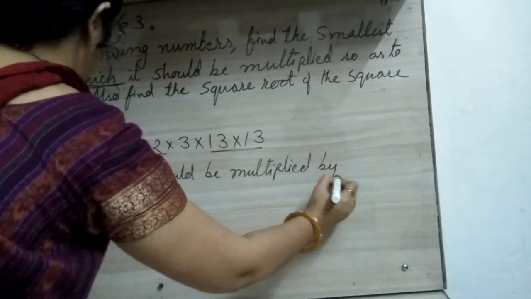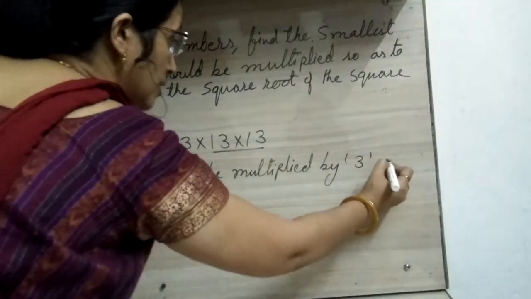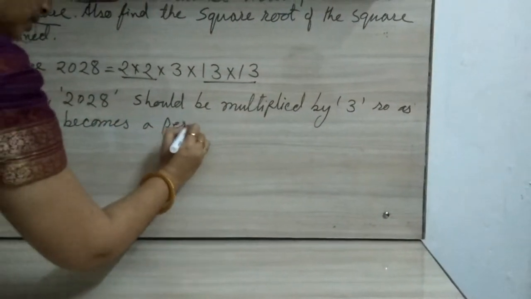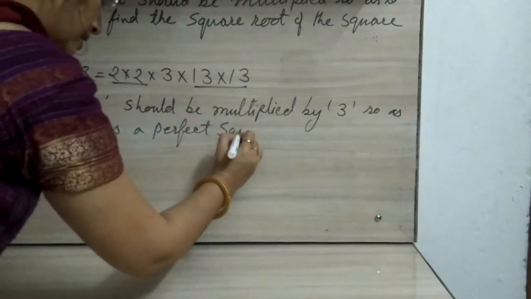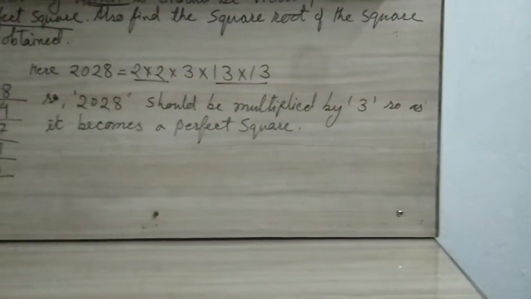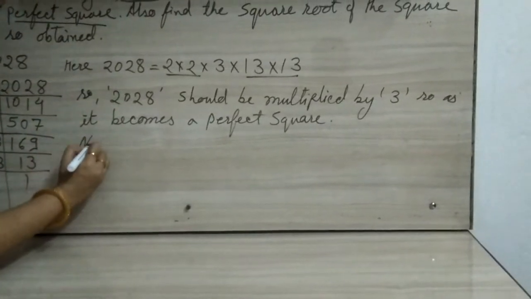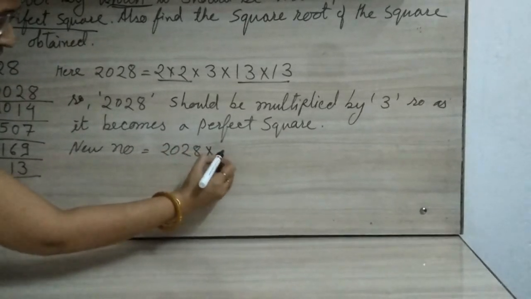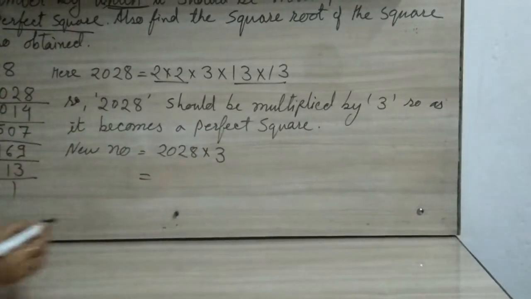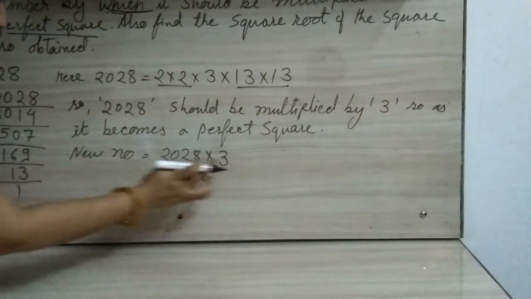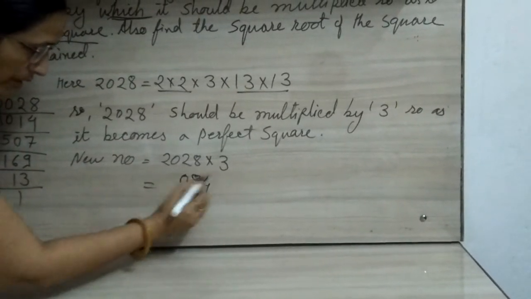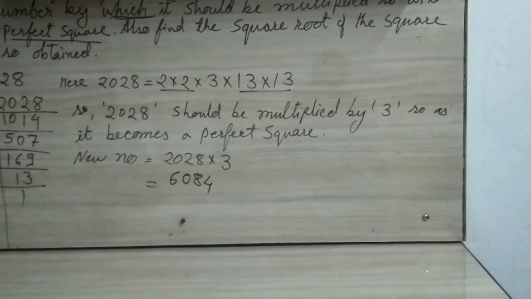multiplied by 3 so as it becomes a perfect square. So that it becomes a perfect square. So what will be the new number? New number is equals to 2028 into 3. So it will multiply. 3 8s are 24 का 4, 2 carry over, 3 2s are 6, 6 plus 2 will be 8, 3 0s are 0 and 3 2s are 6. This is your new number.